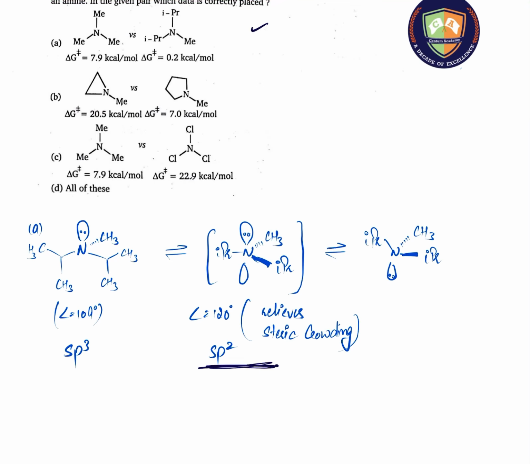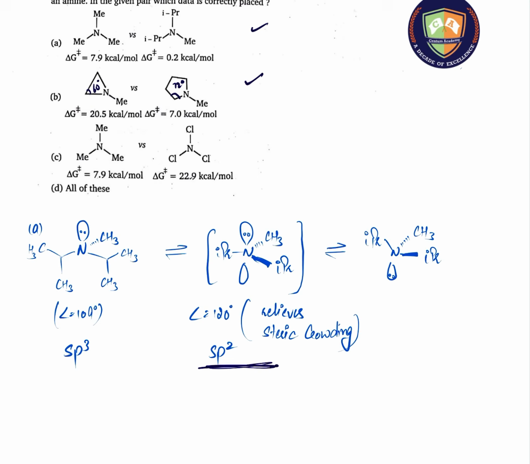In option B, delta G is less for cyclopentyl methylamine, as in cyclopentyl methylamine bond angle would be 72 degree and in first case bond angle is 60 degree. So structure first has more ring strain than second structure. That's why delta G should be less for second structure. This answer is also correct.